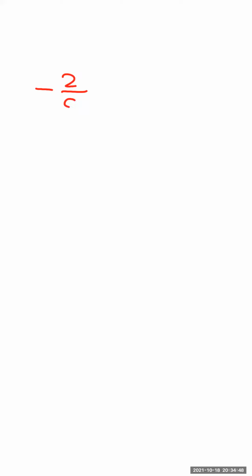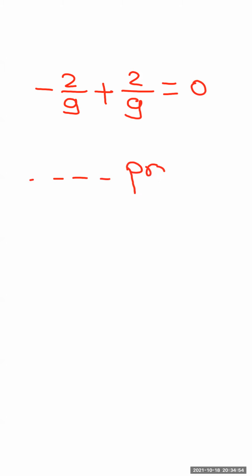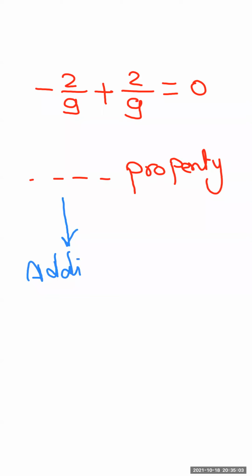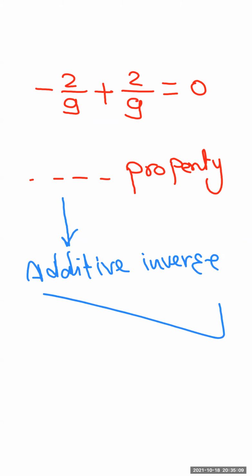Negative 2/9 plus 2/9 equals 0. Which property? Additive inverse. Great. The next question.